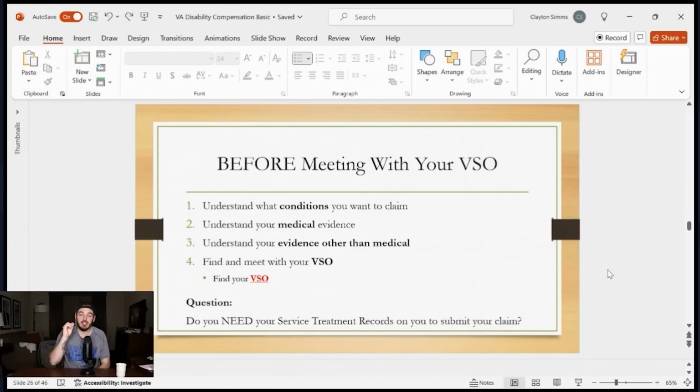Here are some things that you need to do before meeting with your VSO. If you do not understand what you're going to claim and you walk into your VSO's room and you say, hey man or gal, can you help me do my VA claim? They say, yeah, what do you want to claim? You say, I don't know. I thought you were supposed to tell me that. That's not how it works, okay?